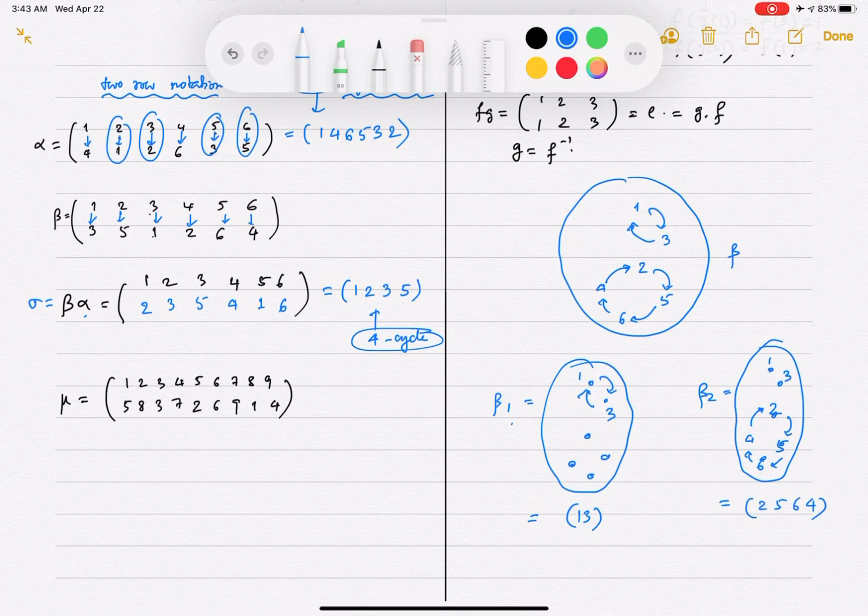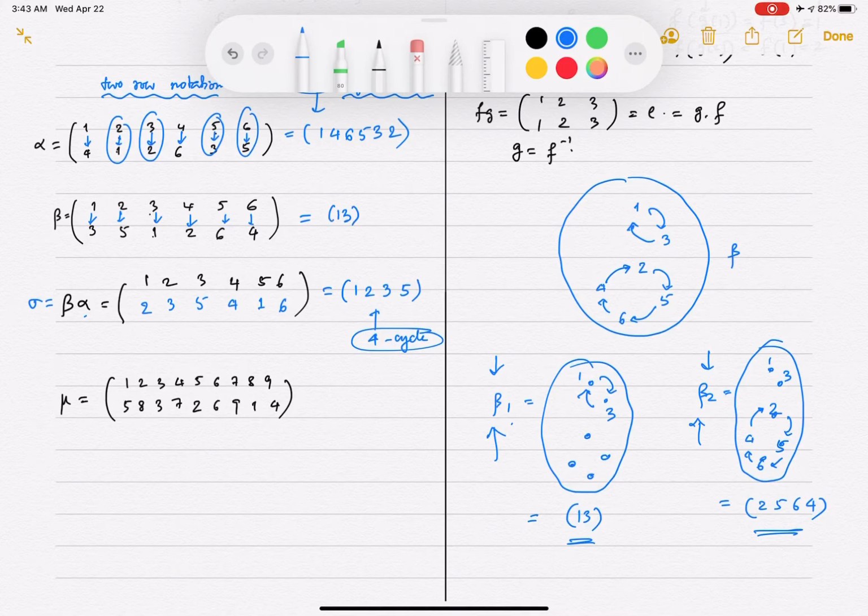Then you note that your beta is really beta 1 times beta 2 or beta 2 times beta 1. In fact, these two commute. First applying this permutation and then that one is the same as first applying beta 2 and then applying beta 1, because whatever beta 1 moves, beta 2 does not touch. And whatever beta 2 moves, beta 1 does not touch. So if you do it in either order, the order doesn't matter. And beta is actually a product of these permutations.